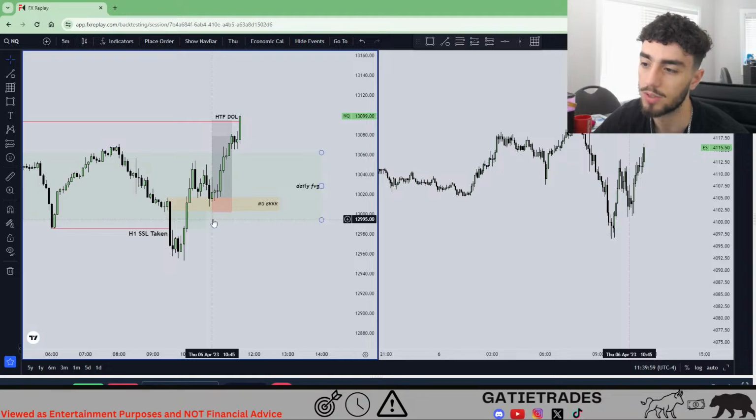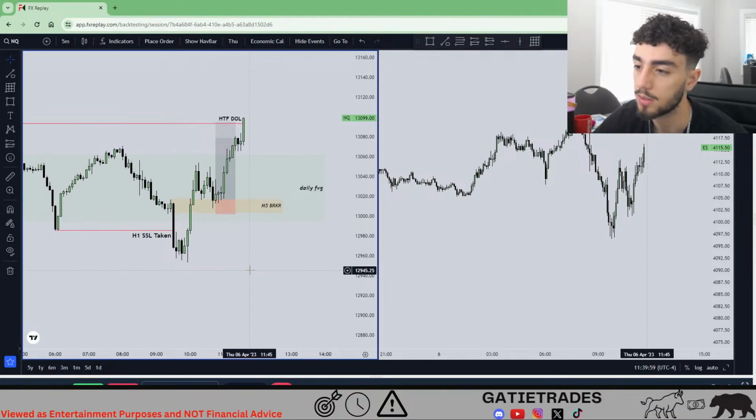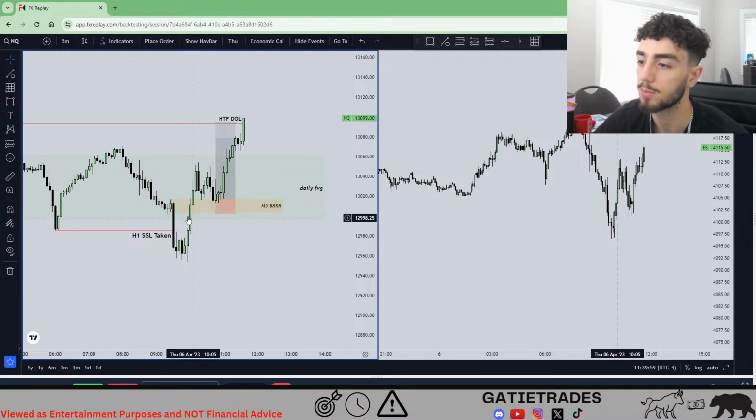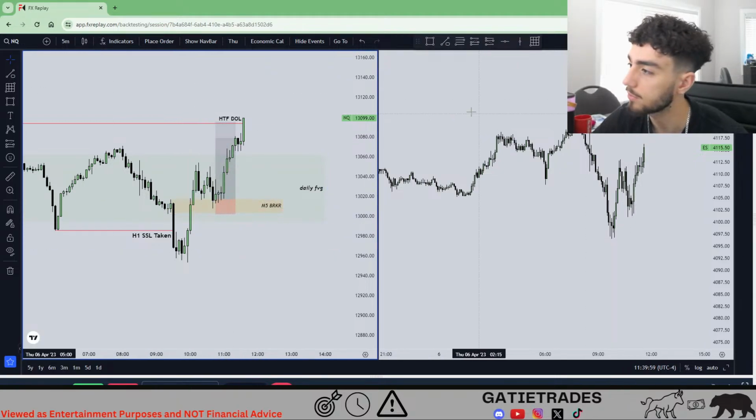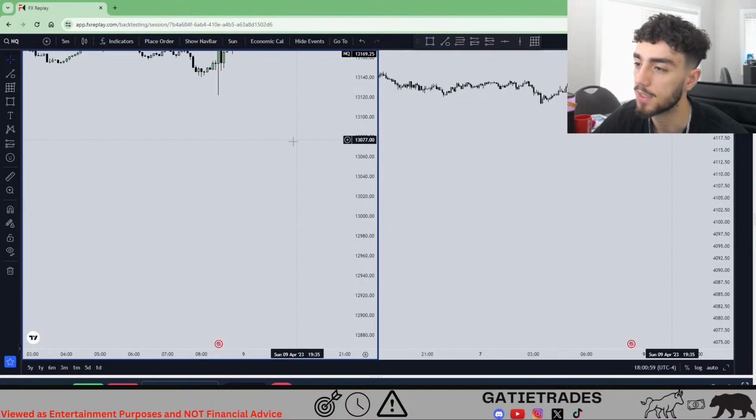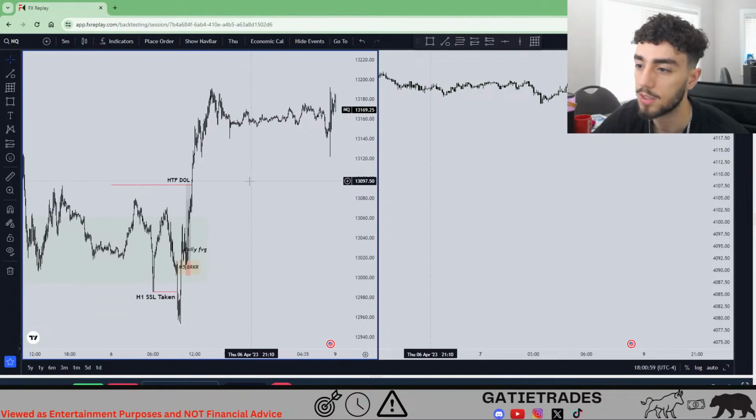You can trade anything here, really. You could enter on the inversion. You could enter on the fair value gap here. I like the breaker because this is the breaker paired with the fair value gap. So it's the best RR. And yeah, I bet you if you go to the next day, it just continues higher.